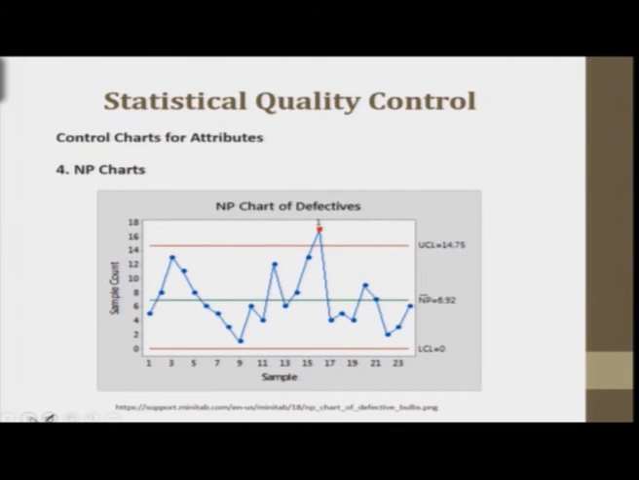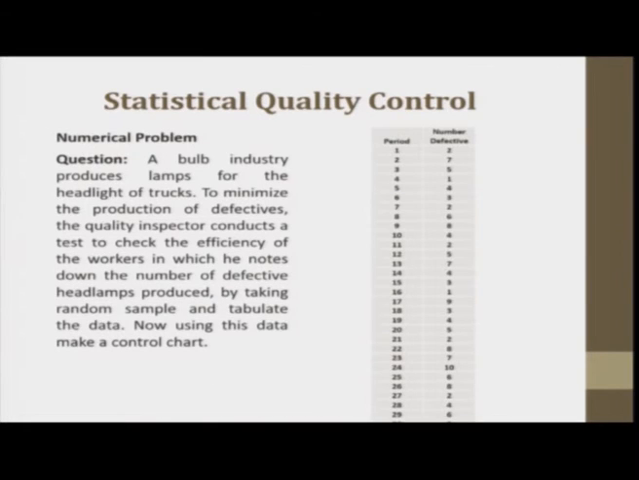So this is an example of an NP chart. We'll provide you this in the slides. So this is a problem here. In the numerical problem, we have this question: a bulb industry produces lamps for the headlights of trucks. To minimize the production of defectives, the quality inspector conducts a test to check the efficiency of the workers, in which he notes down the number of defective headlamps produced by taking a random sample and tabulating the data. Now using this data, make a control chart.